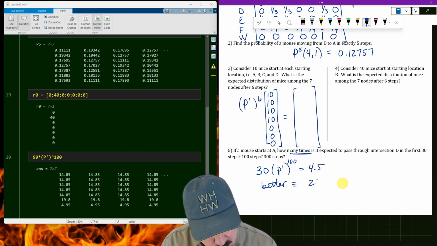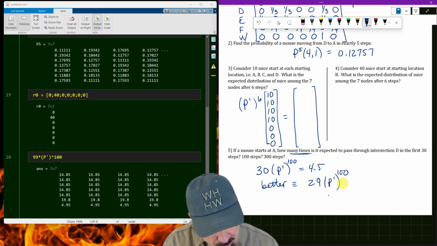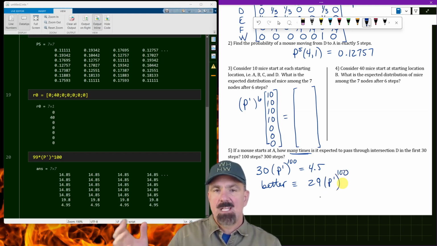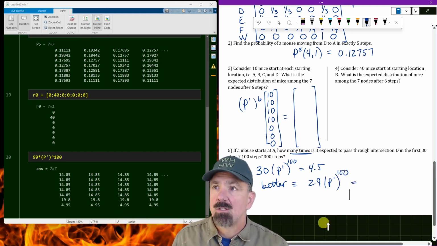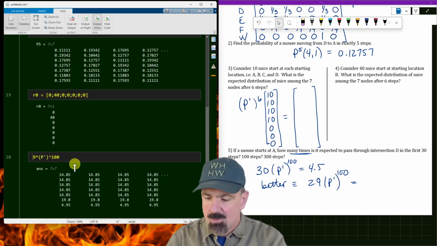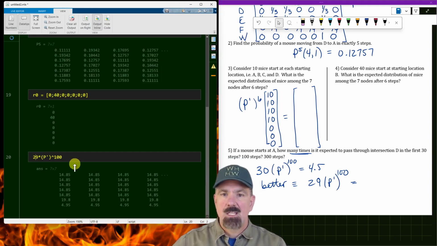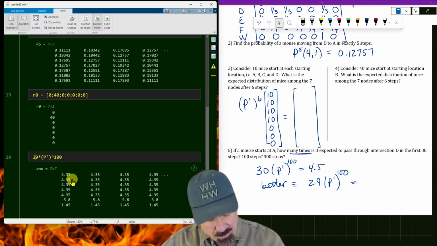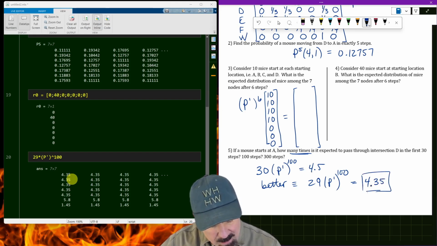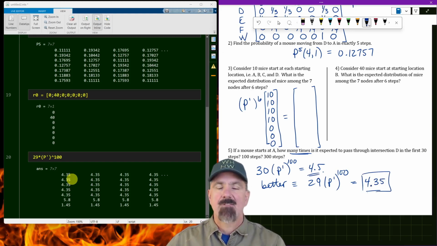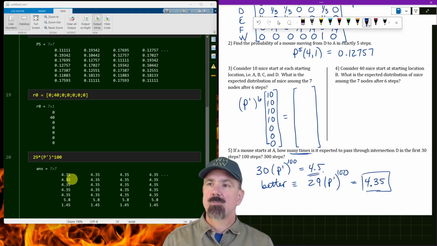For the 30-step question, the answer was 4.5, but better is 29 times P transpose to the 100. And remember, P transpose to the 100 is just giving me the equilibrium distribution. That's all I'm interested in. And that is equal to, let me just run this, 4.35. It turns out that 4.35 is a more accurate approximation than 4.5 when we're talking about 30 trips.